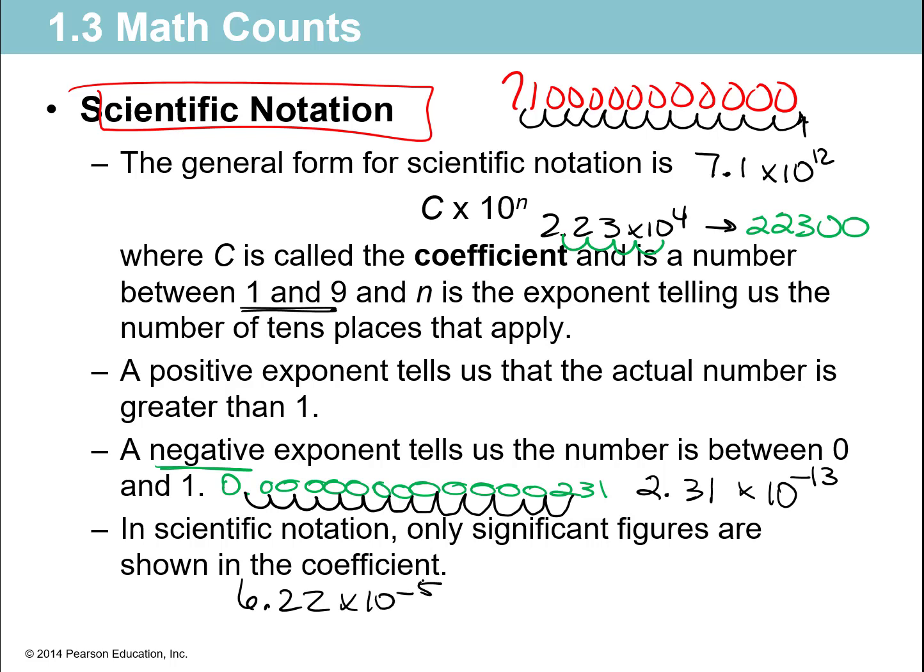So what if I have this? What if I had 6.22 times 10 to the minus 5? Write that out in normal form.